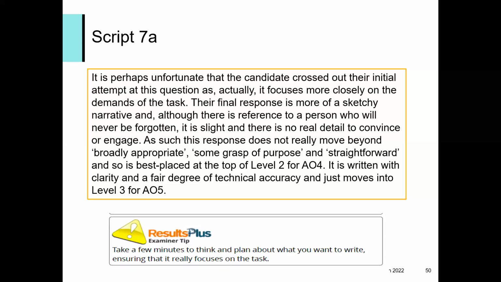As such, this response does not really move beyond broadly appropriate, some grasp of purpose and straightforward, and so is best placed at the top of level 2 for AO4. It is written with clarity and a fair degree of technical accuracy, and just moves into level 3 for AO5. So that whole thing about planning.